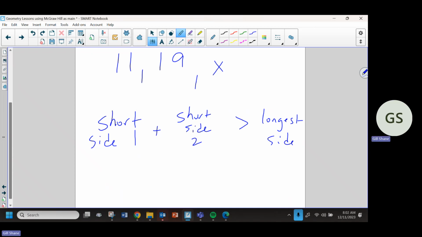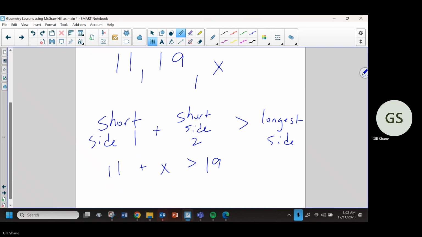So the process is this. X could be one of the short sides, like we had no knowledge whatsoever about it. So I would plug in, if it's one of the short sides, 11 is definitely one of the short sides, right? Because it's smaller than 19. So I know 11 plus X, if X is the shorter side, has to be greater than 19. So I'm assuming 19 is the longest side. Now you just solve.